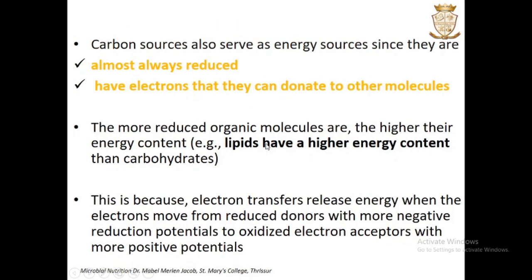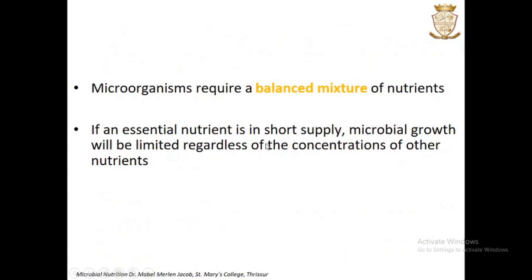Whatever be the nutrients, microorganisms require a balanced mixture of these nutrients. If an essential element is short in supply, microbial growth will be limited regardless of the concentrations of other nutrients. So they should have everything in balanced mixture, and not that they have more of one thing and less of another thing. That will affect the growth.